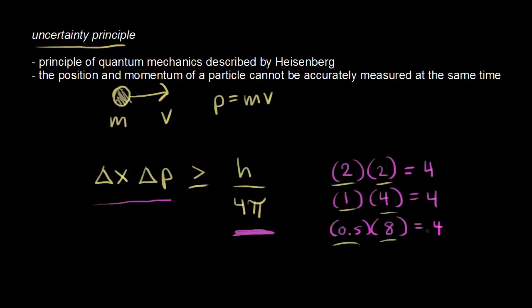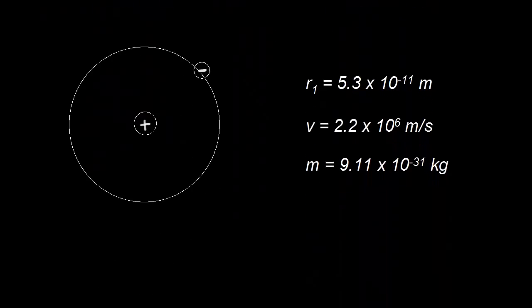So another way of saying that is, the more accurately you know the position of a particle, the less accurately you know the momentum of that particle. And that's the idea of the uncertainty principle. And so let's apply this uncertainty principle to the Bohr model of the hydrogen atom. And so let's look at a picture of the Bohr model of the hydrogen atom, right?